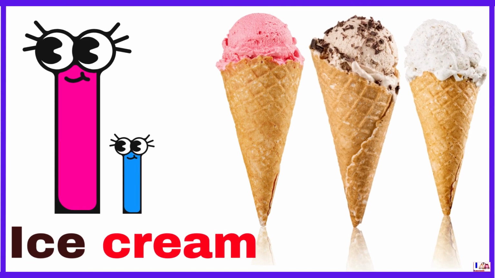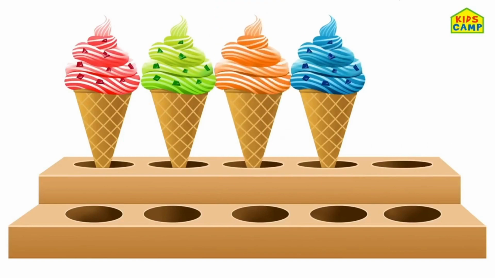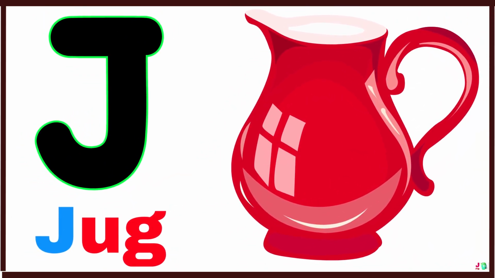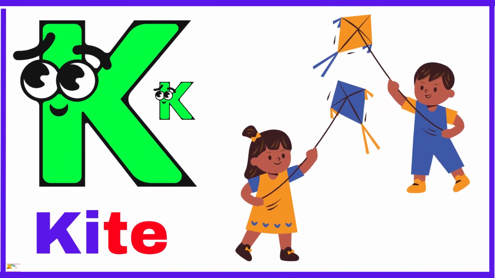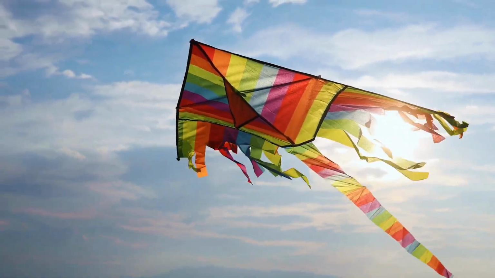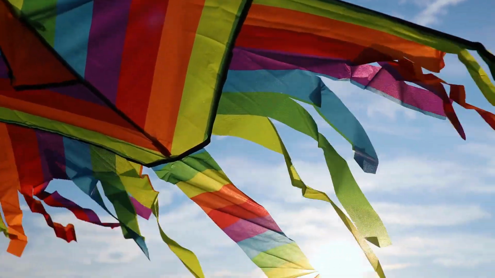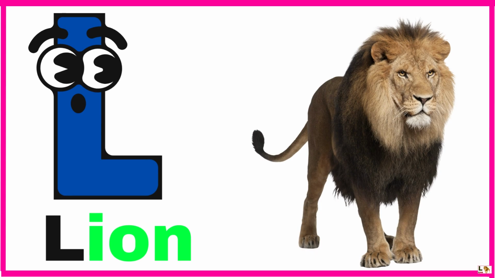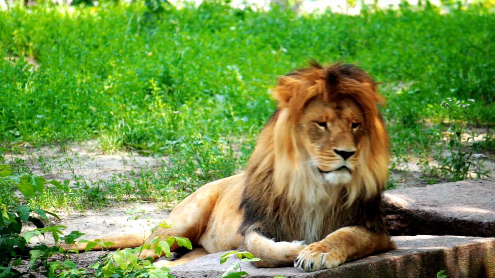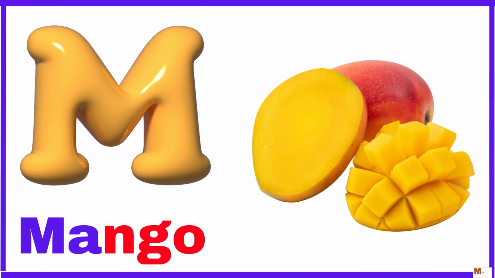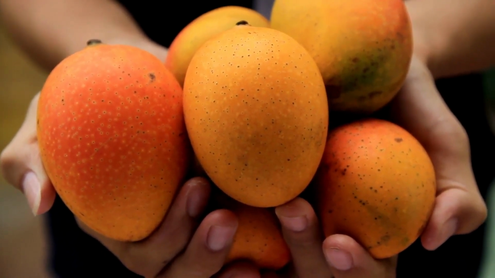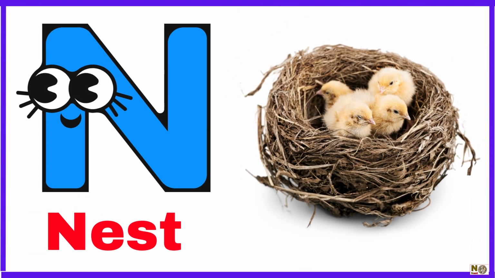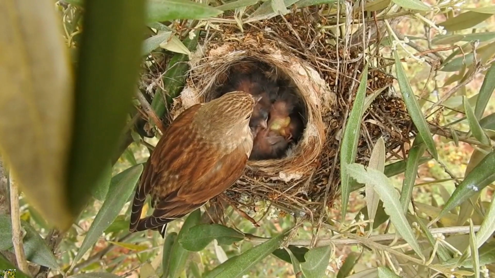I. I for ice cream. J. J for jug. K. K for kite. L. L for lion. M. Yum, M for mango. N. N for nest.